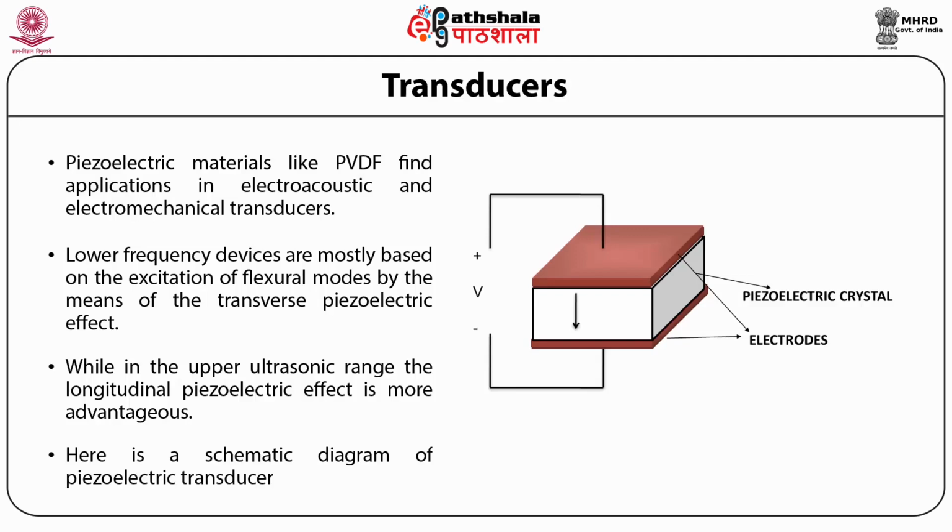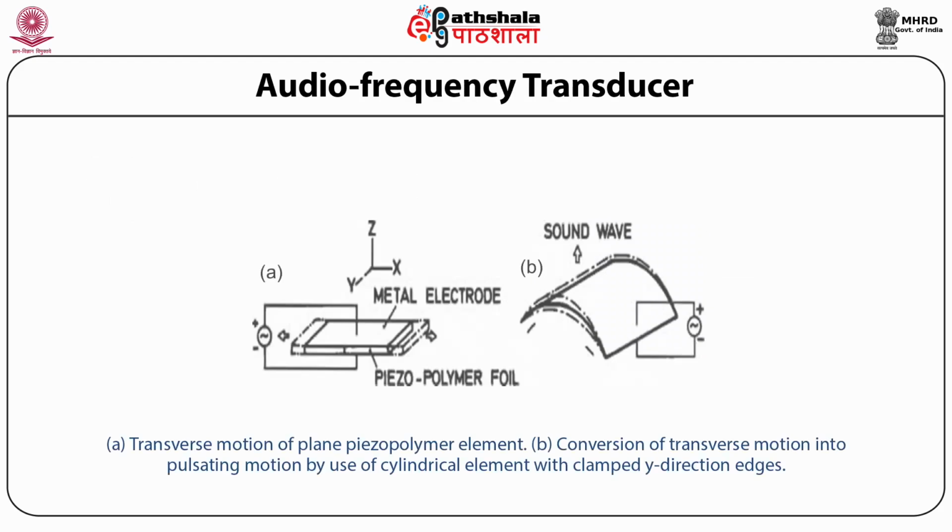This figure shows a schematic diagram of a piezoelectric transducer where two electrodes have been applied on the adjacent faces of a piezoelectric crystal on which the voltage is being applied. Audio frequency transducers are based on the transverse piezoelectric effect. If an electric signal is applied between the electrodes of the plain polymer film, as shown in figure A, the film vibrates in the transverse direction and the coupling to the surrounding medium is weak.